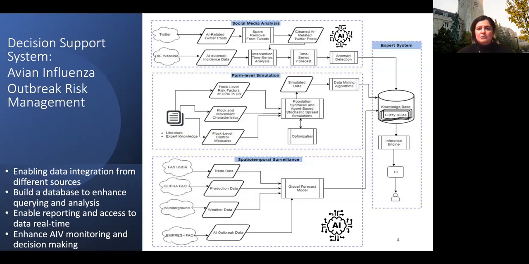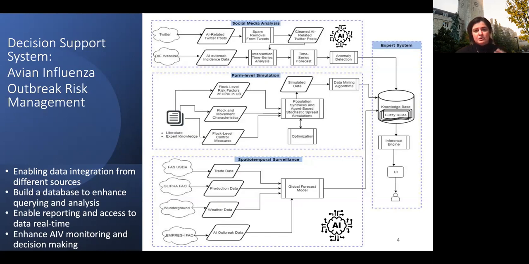So as I mentioned, one of our early research project case studies was avian influenza. Just because I'm at the University of Guelph, I have access to experts, to the expertise that I could use to build this decision support system. So we identified, very quickly, different sources of data: social media, farm level data, and spatial temporal surveillance data. Social media, obviously, we started with Twitter.